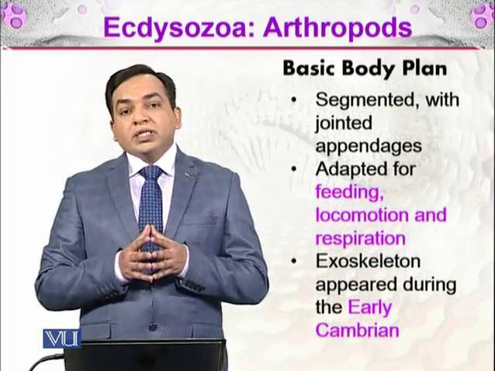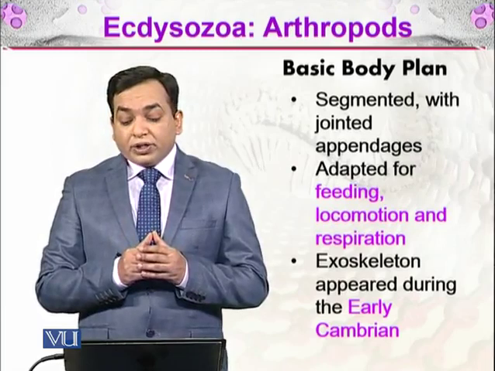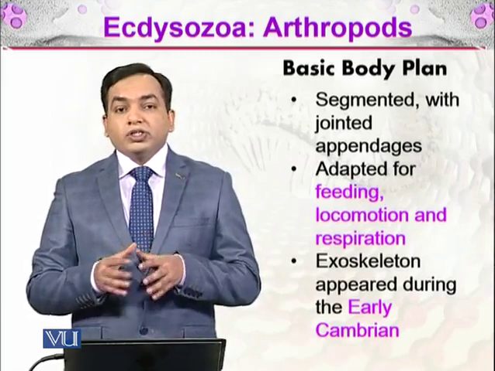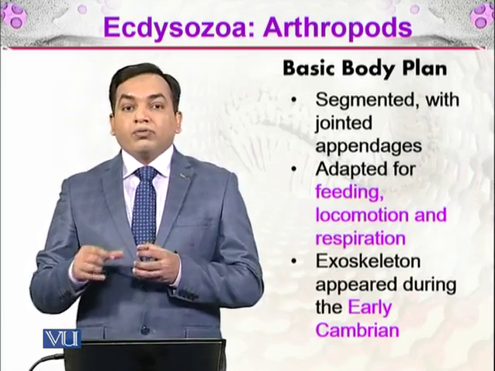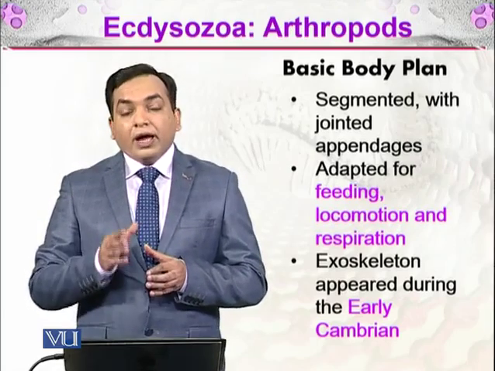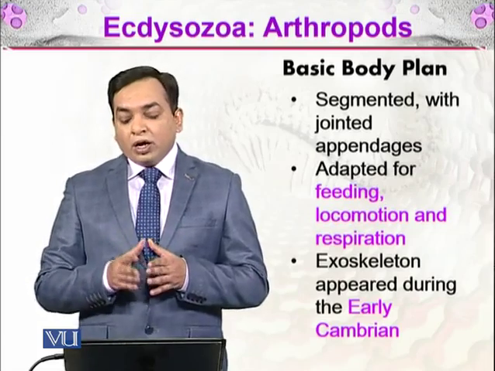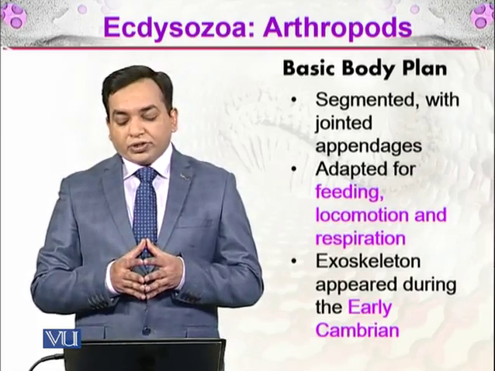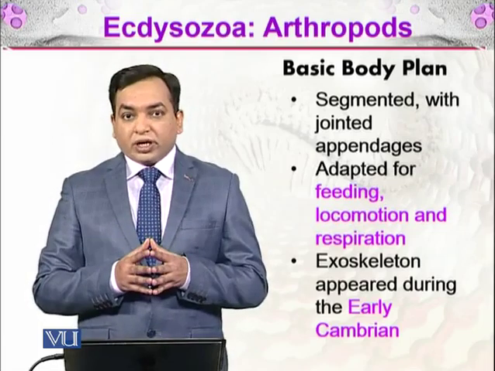So what is the basic body plan of arthropods? The arthropods are segmented with jointed appendages. Segmented means their body can be described in different segments. And all of these appendages or segments are adapted for feeding, locomotion, and respiration. And then there is the presence of an exoskeleton as well.